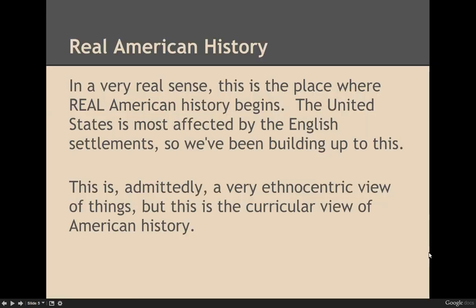And in a very real sense, this is where real American history begins, because we're talking about things that occur on the continent from English settlers. And since we speak English in this country, even though it's somewhat ethnocentric to think this way, that the English colonies are the most important, that's the curricular view, that the English colonies start everything, and since we're descended from Englishmen, and so on.